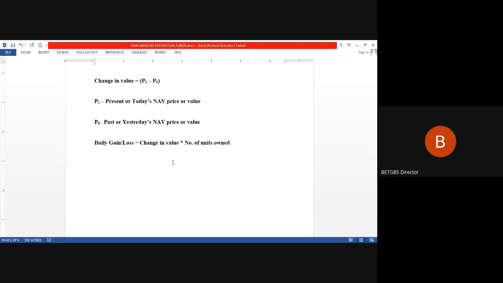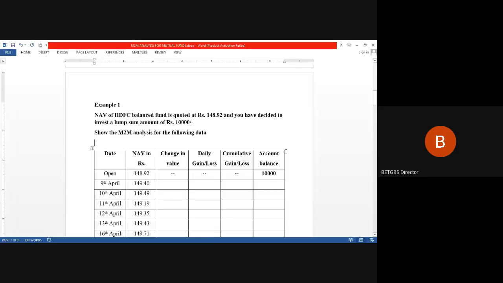Now we go further and do this example. Now we will see what is given. So we'll read the first example. NAV of HDFC Balance Fund is quoted at rupees 148.92, and you have decided to invest a lump sum amount of rupees 10,000. So we have to show M2M analysis for the following data. So what is the given data?